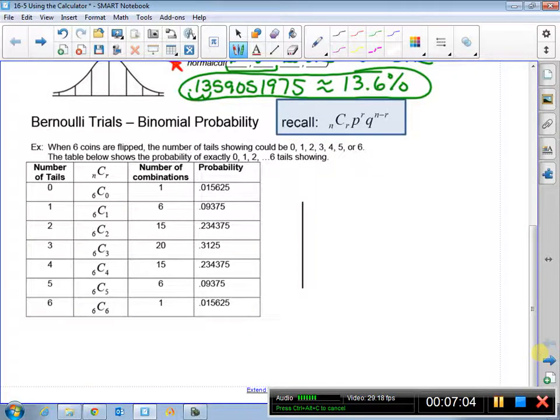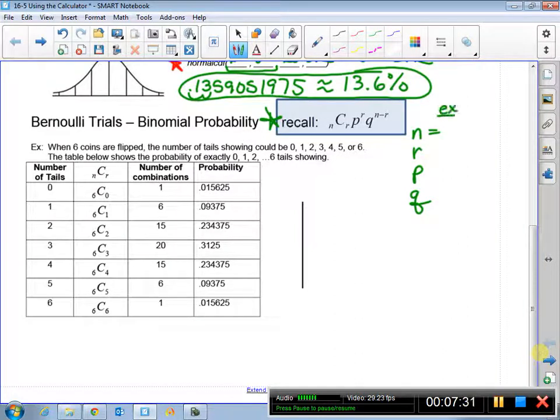We can actually use our calculator as well for Bernoulli trials. And here is the formula that we used yesterday: n choose r, p to the r, q to the n minus r, where right away we go and figure out n, r, p, and q.